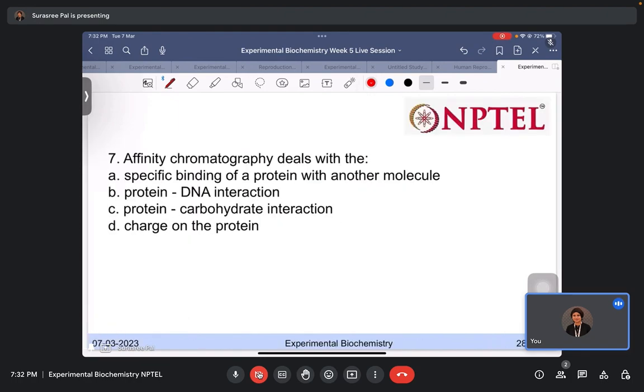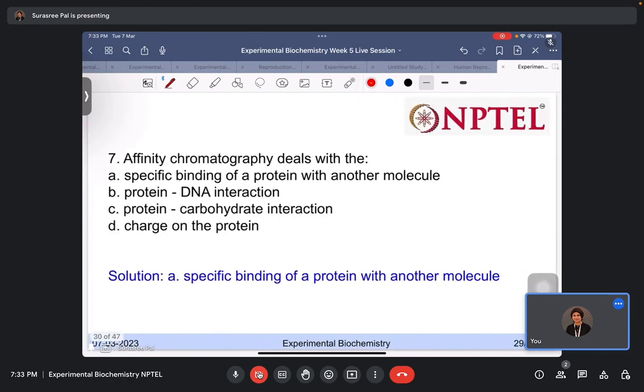Next question, affinity chromatography deals with specific binding of a protein, protein DNA interaction, protein carbohydrate interaction, or charge of the protein. Now, as I mentioned, affinity chromatography is the process where the specific affinity of the protein with another molecule is taken into consideration. So the correct answer is A, specific binding of a protein with another molecule. Next question.